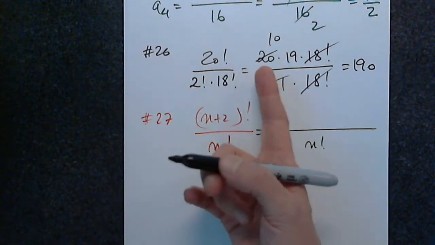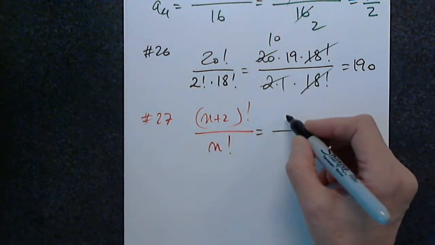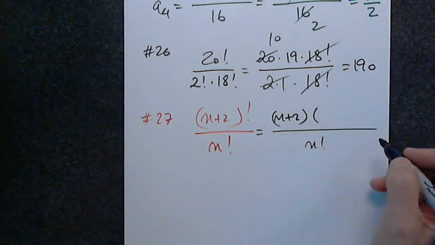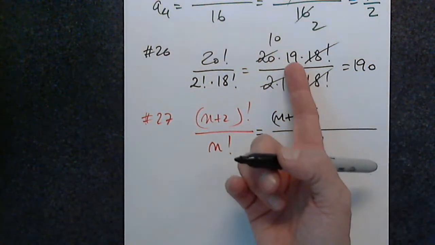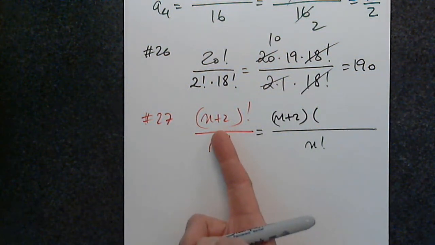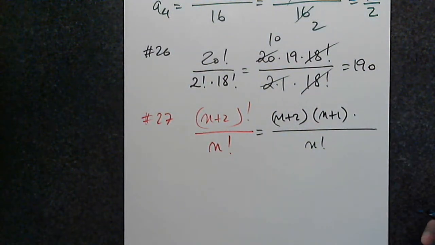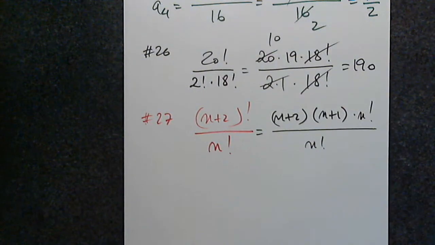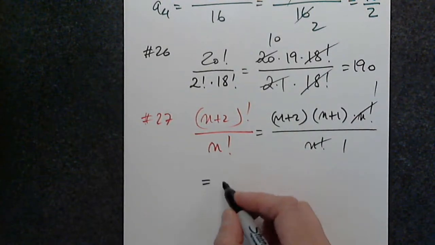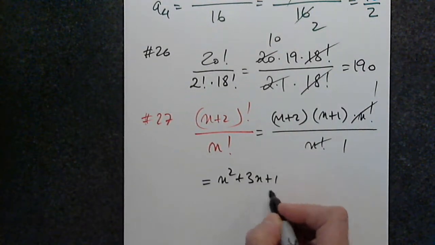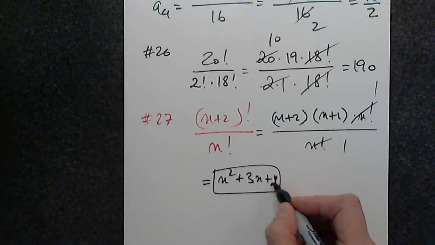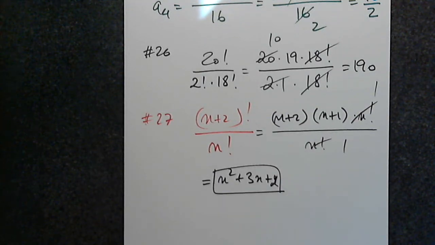Like with 20, I have to start with 20. N plus 2 times. Then I have to have the 19. How will I have the so-called 19 here? Very good. And then times? Yes, and I will stop at n factorial because these two go away. So then n plus 2 times n plus 1 is n squared plus 3n plus 1. I'm sorry, plus 2. N squared plus 3n plus 2. And that's it.